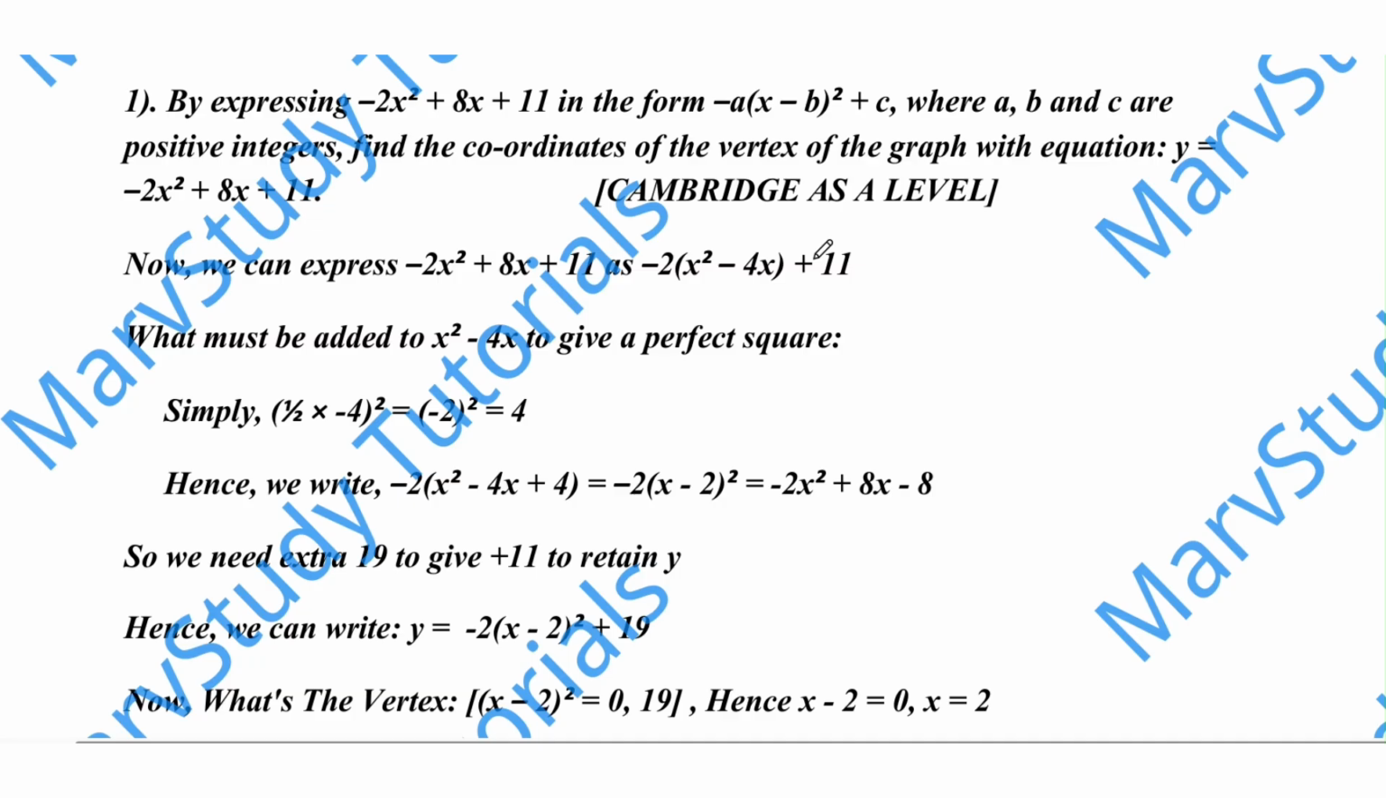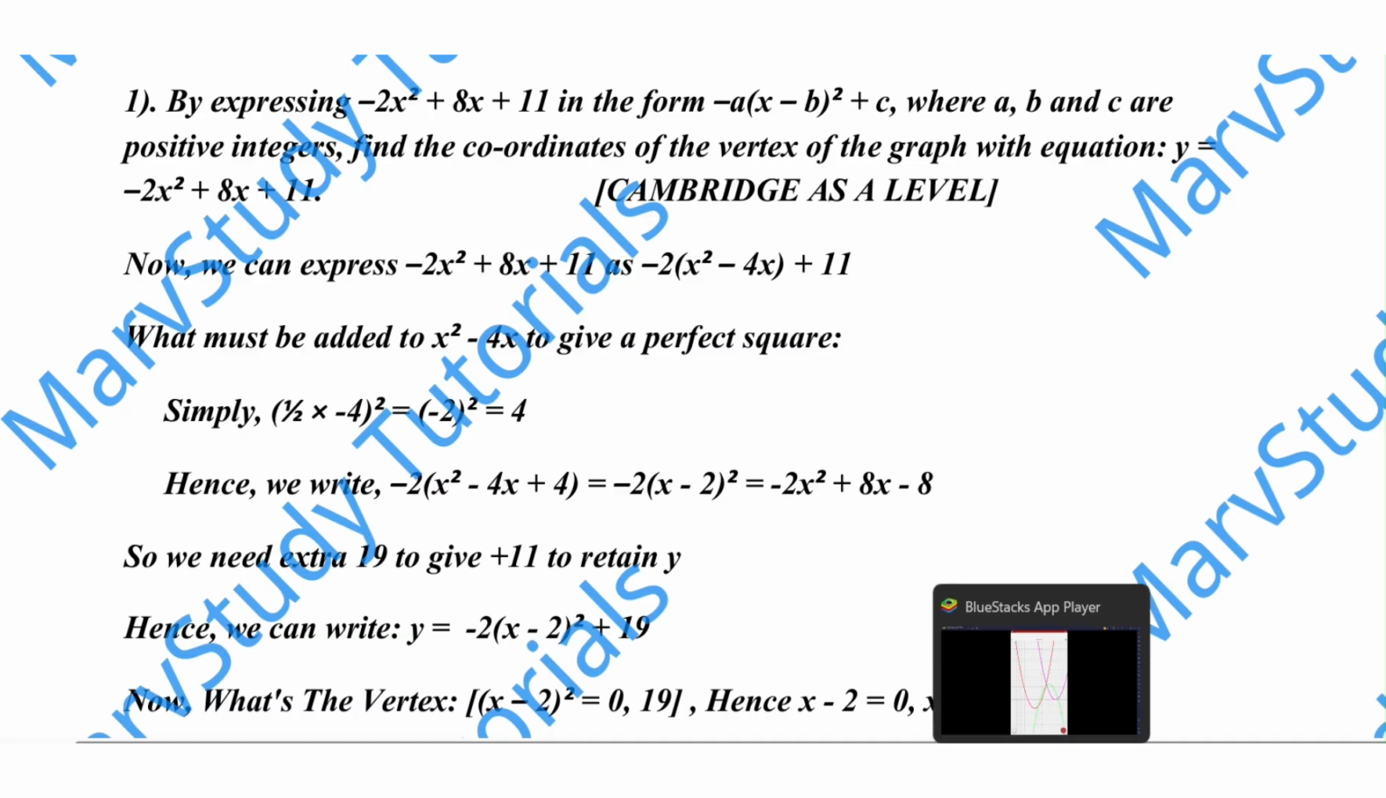So how do we use that to get the vertex? Now, before I explain how the vertex was gotten, I want us to see the graph of the function, the graph of negative 2x squared plus 8x plus 11. So let's look at it.